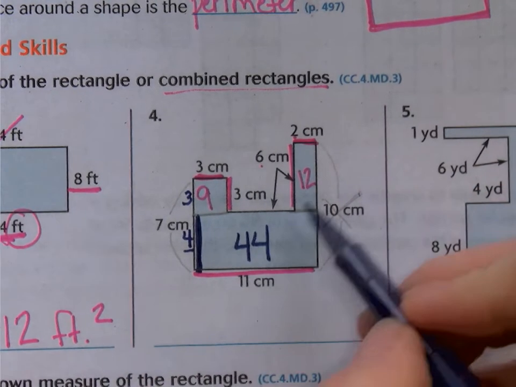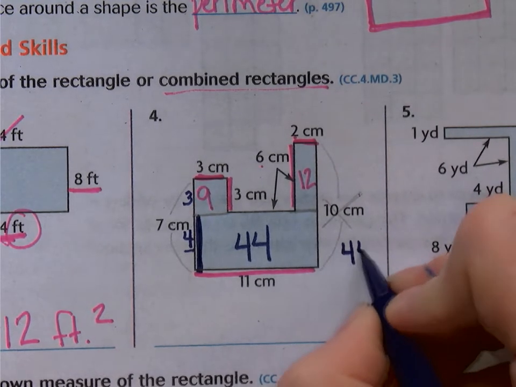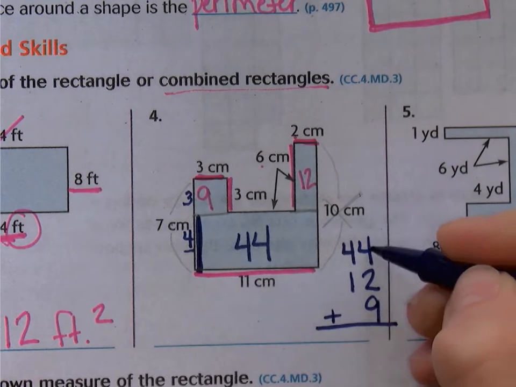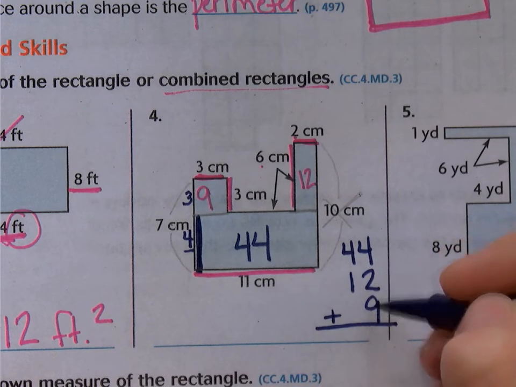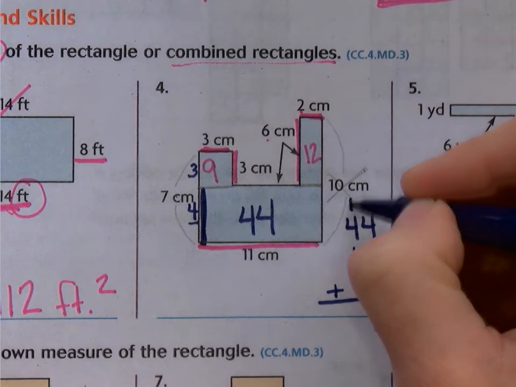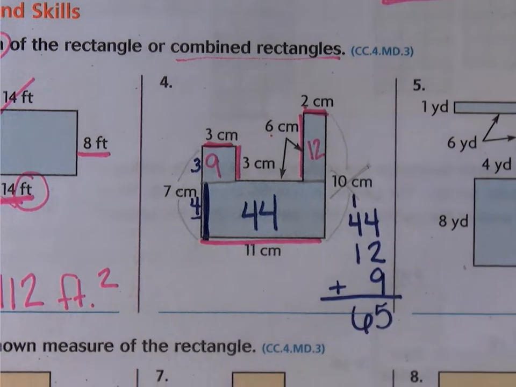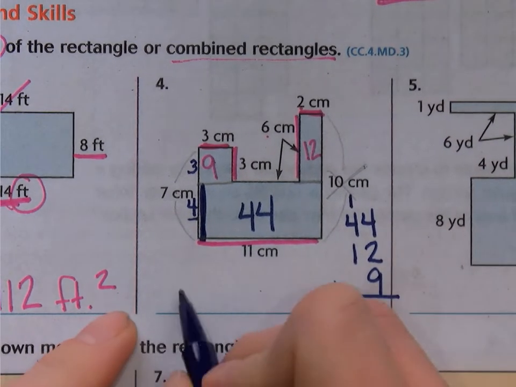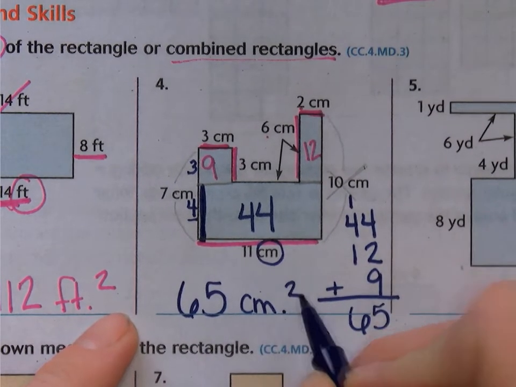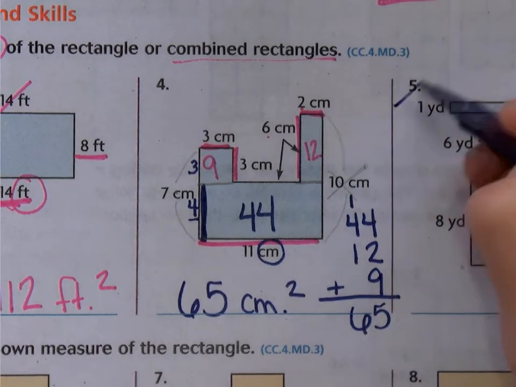So I have 3 different areas here. What do I have to do with all those areas? Okay, add them up. 44 plus 12 plus 9. 4 plus 2 is 6. 6 plus 9 is 15. 5 stays, 1 goes up. 4 plus these 2 is 6. So the area of this little castle thing is 65. What's your unit? Centimeters squared.